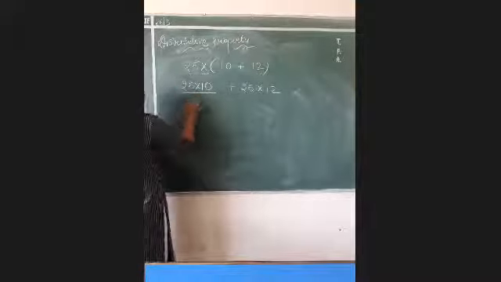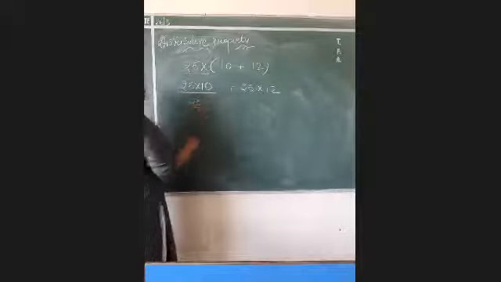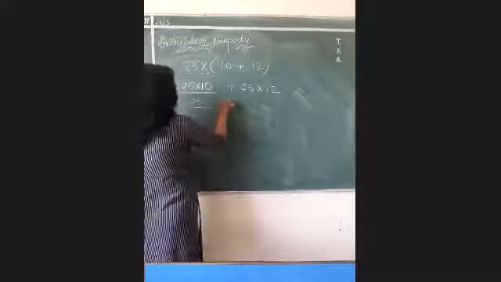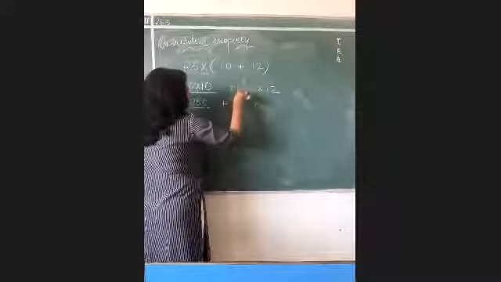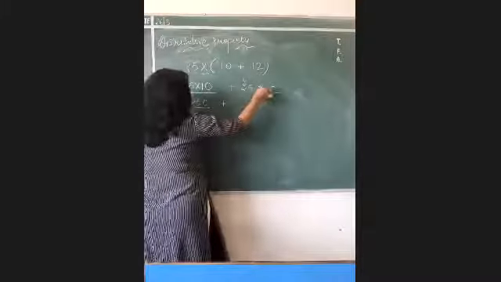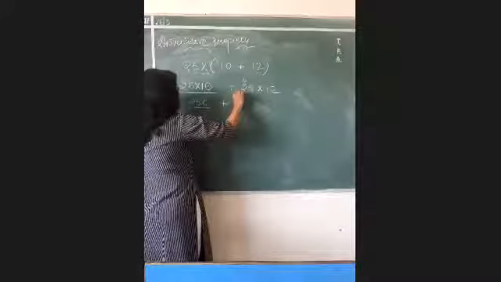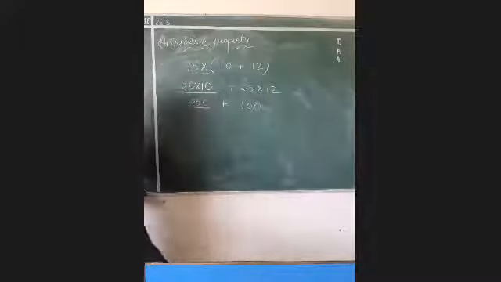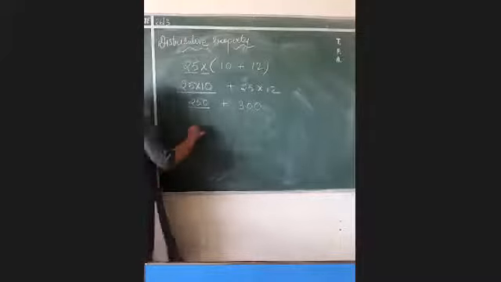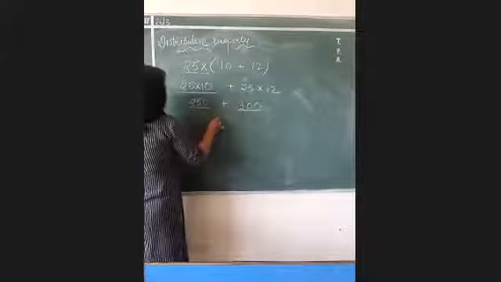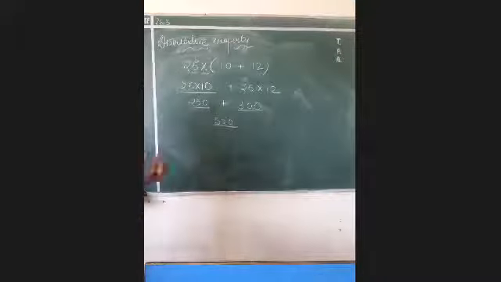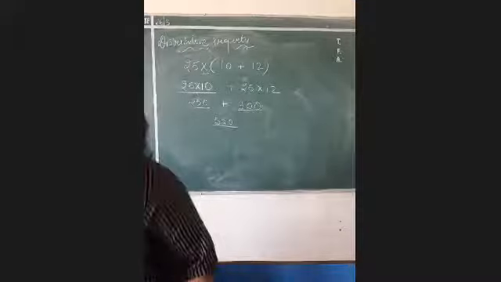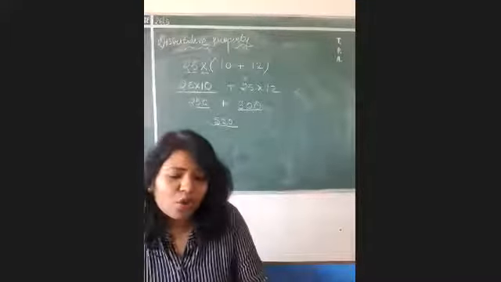25 multiplied by 10 will give you 250, plus 25 multiplied by 12. 12 times 5 is 60, carry 2; 12 times 2 is 24, and 24 plus 6 is 30. It will give you 300 here. And at the last, you will solve it through addition. The answer will come 550. Now, please type in the chat box, have you understood or not? Yes or no in the chat.